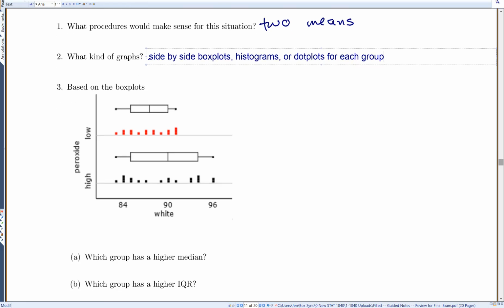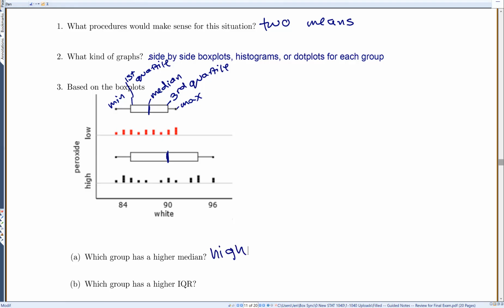Okay. Now, just based on these box plots, which group has the higher median? When you look at this, this is your median. This is your 3rd quartile. And the lower part of the box is your 1st quartile. This is your minimum, and this is your maximum. So if I want to compare which one has a higher median, well, here's my medians. It looks like the high group has a higher median.